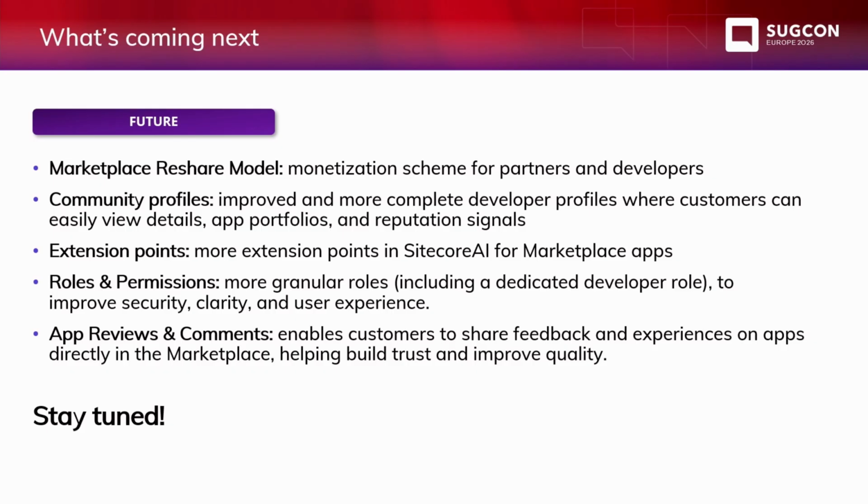Okay, so now, to close, a quick peek into what is planned for the future. Our next goals are the marketplace revenue share model and a monetization scheme for partners and developers. Community profiles will be improved, with more complete profiles where all the customers can see the app details, the reviews, an app portfolio, reputation signals, and more details. We are also validating more extension points. I know that it's a commonly requested feature. We are validating the option to have more extension points for marketplace apps.